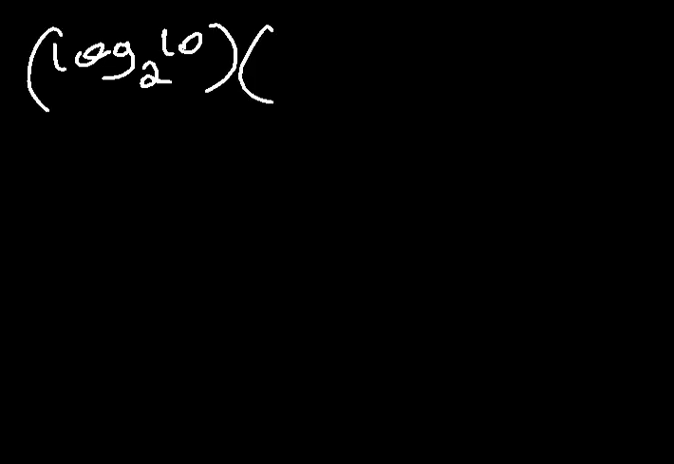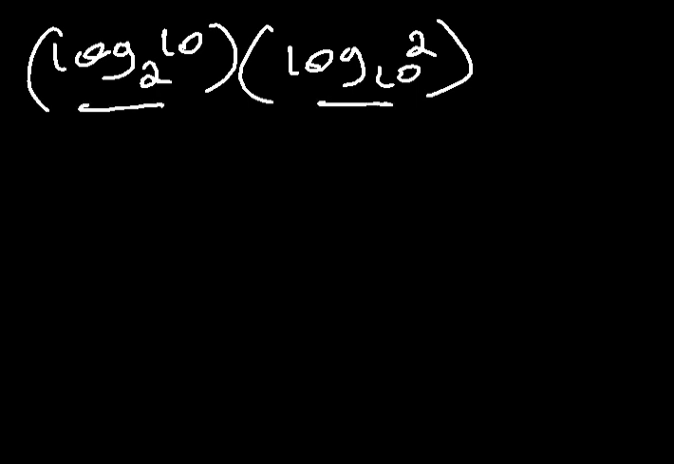So now, let's say we have this case. Let's say we have log base 2 of 10, times log base 10 of 2. So how can we simplify this? At the end of the day, you can see that these expressions have different bases. So we have to change the bases to be uniform. In this case, we change them to base 10.